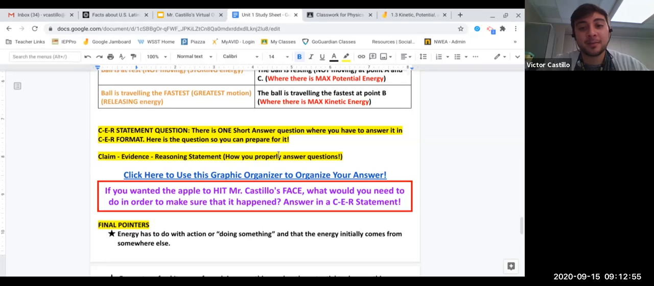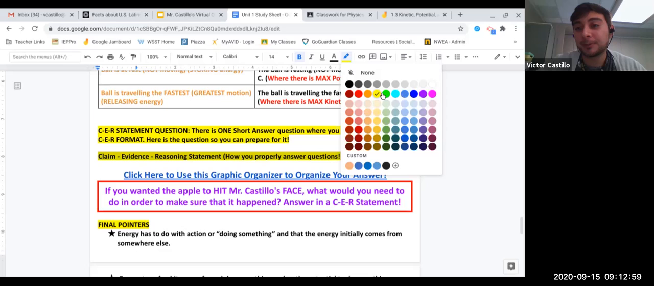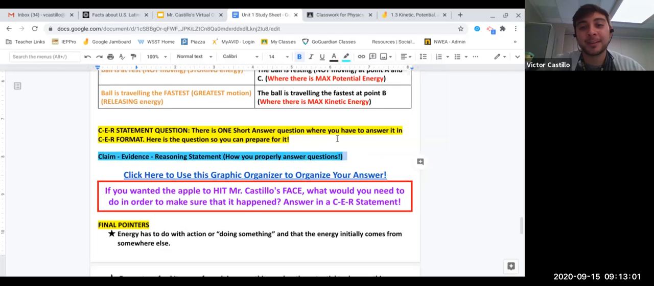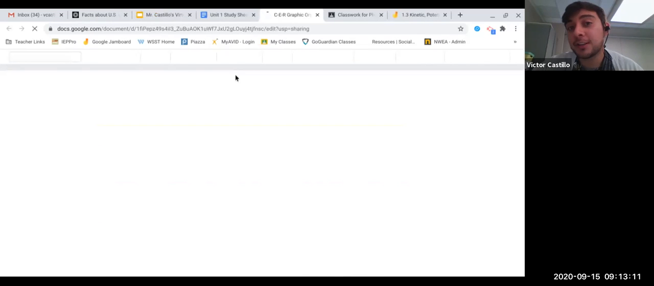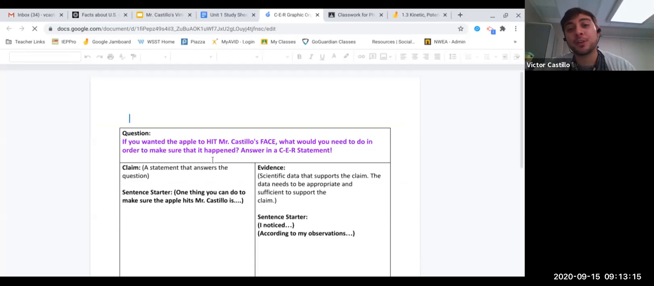Okay? So I'm gonna make this a different color. Let's make it just blue. It's how you properly answer questions, okay? Now, you guys have been working on this. If you click on this link, there's a graphic organizer that you have been using to help you answer these questions, right? So I have a graphic organizer right here for you.